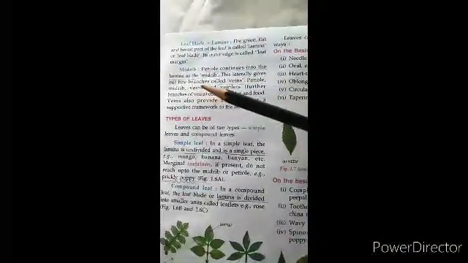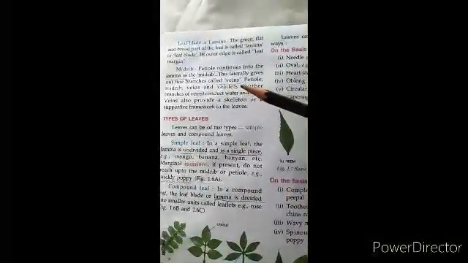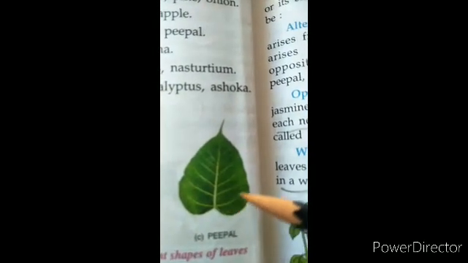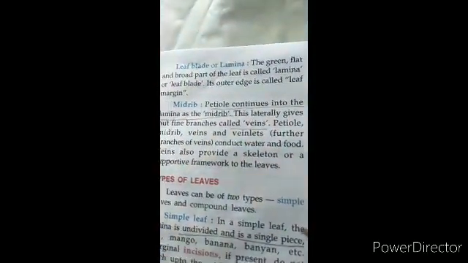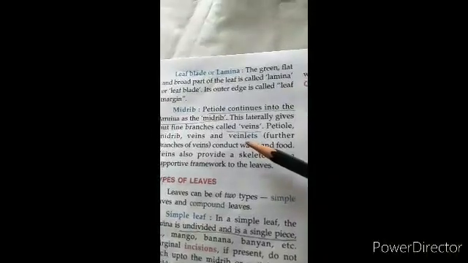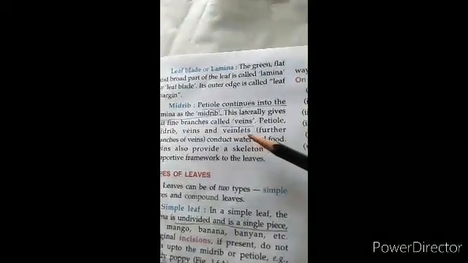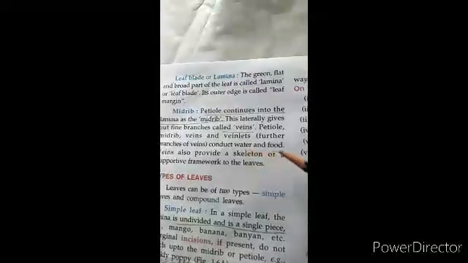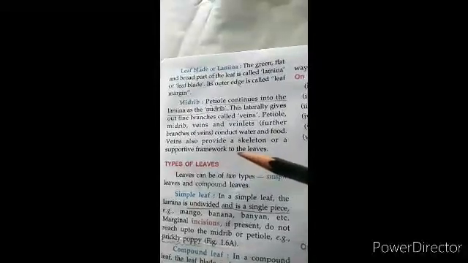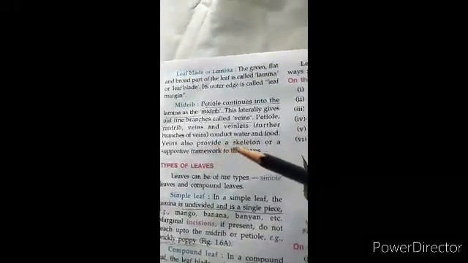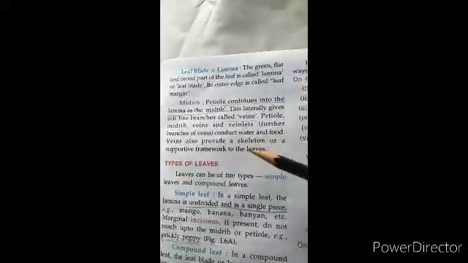This laterally gives out fine branches known as veins. So the midrib gives rise to branches, which we can see more clearly here. If this is the midrib, we can see these branches coming out from here. These are the veins. Clear? I hope so. Then the veins are further divided into smaller branches known as veinlets. They help in the conduction of water and food, and they also provide mechanical support to the leaf. Veins provide a skeleton or supportive framework to the leaf.